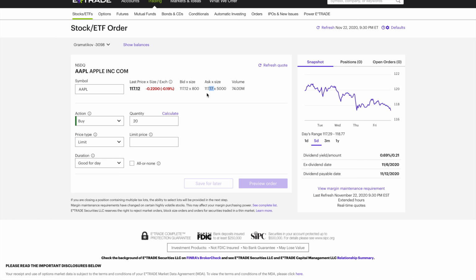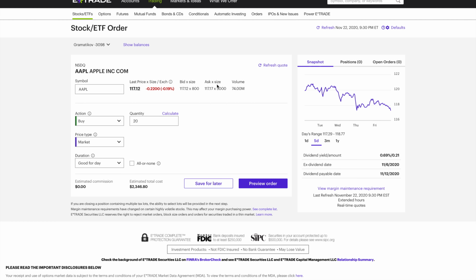So it can be 117.16, and this will place you right here on the bid side. So anytime you're placing a limit order, your limit order goes to the bid side for buying, and anytime you're placing a market order, your order is going to be executed right away on the ask side. So this is pretty much the difference between these two. I hope it gets a little bit easier for you to understand right now.